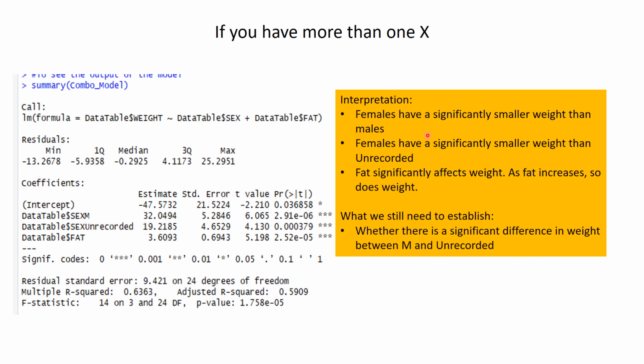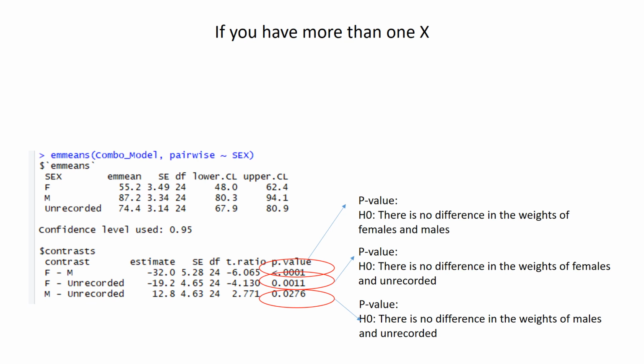Or you can't just say sex has an effect, you need to say sex has an effect, and the effect is females have a significantly smaller weight than males, females have a significantly smaller weight than unrecorded, and we still want to test the difference between males and unrecorded. All right, so that's what we cannot tell from this. We now run this EM means code to assess the pairwise differences between all the levels in our categorical variable sex.